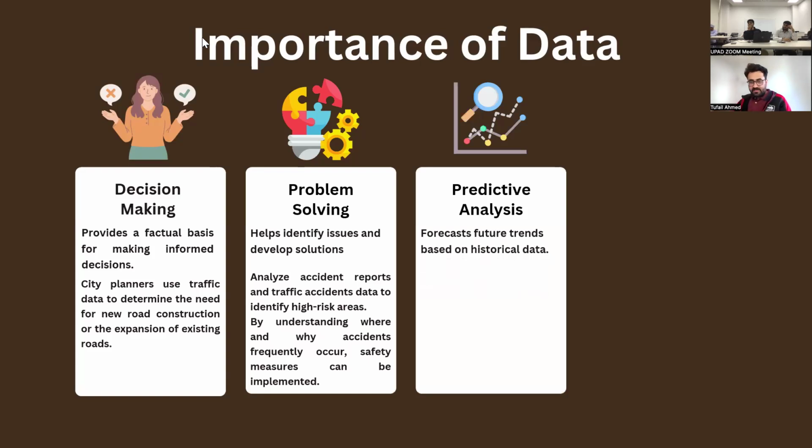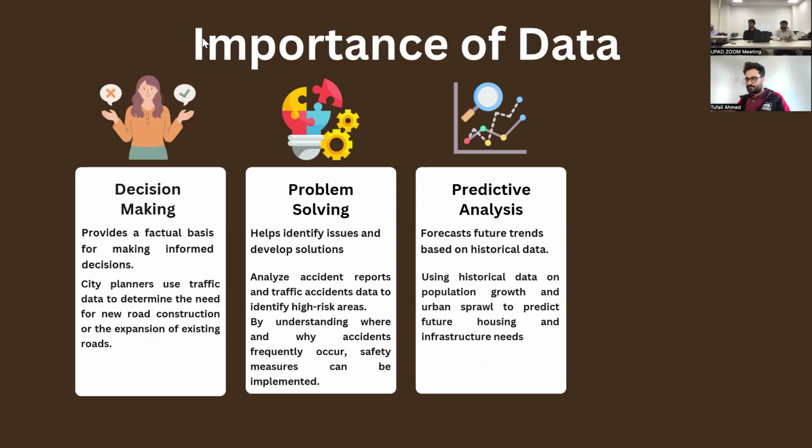You can use it for predictive analysis. As an urban planner, what we usually do is we forecast data, we plan for the next 10 to 20 years, and we have to see historical trends. What are the trends? Let's say how much the population is growing, where the expansion of the city is going, and where the need for housing is. So you can use historical data of the population growth and urban sprawl to predict the future housing need and infrastructure need. Where do you need housing? Where do you need to plan the parks? Where do you need to plan the new roads? Because it will be based on the historical trends. We can do predictive analysis.